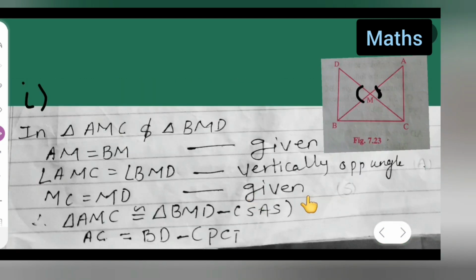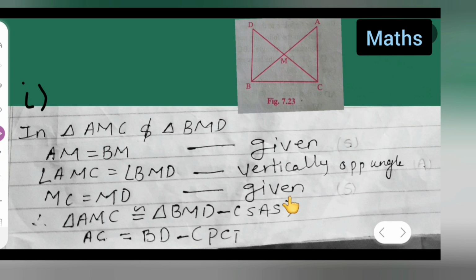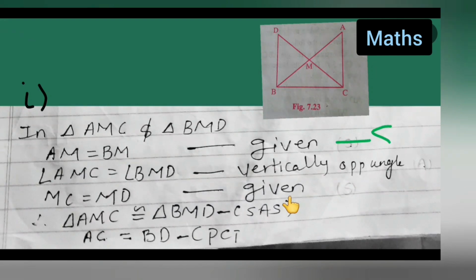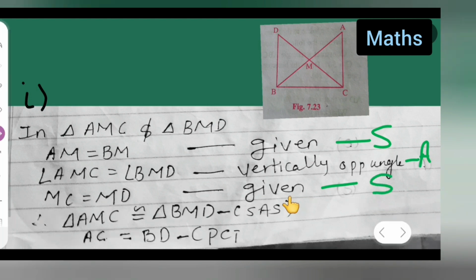So basically, here we have used side, here we have used angle, here we have used side. So these two triangles we have taken are congruent. Triangle AMC is congruent to triangle BMD by which test? SAS congruence rule.